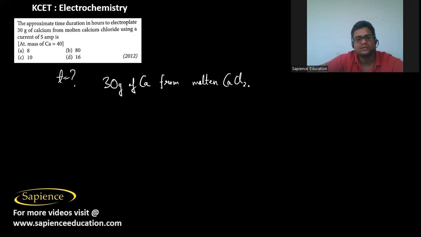Then it is told the approximate time duration in hours to electroplate 30 gram of calcium from molten calcium chloride, CaCl2, using a current I of 5 amperes. Then it is told that the atomic mass of calcium is 40.